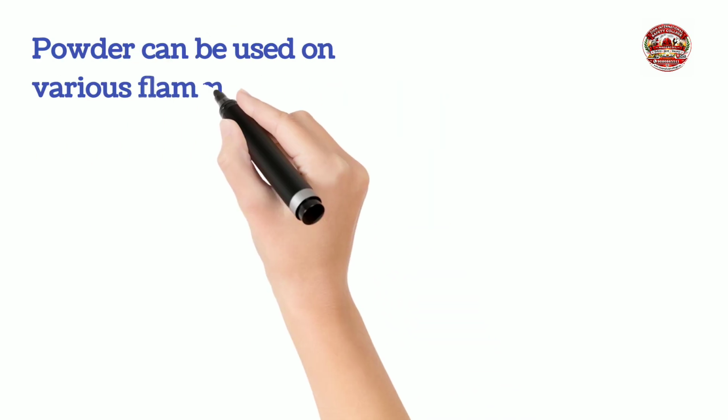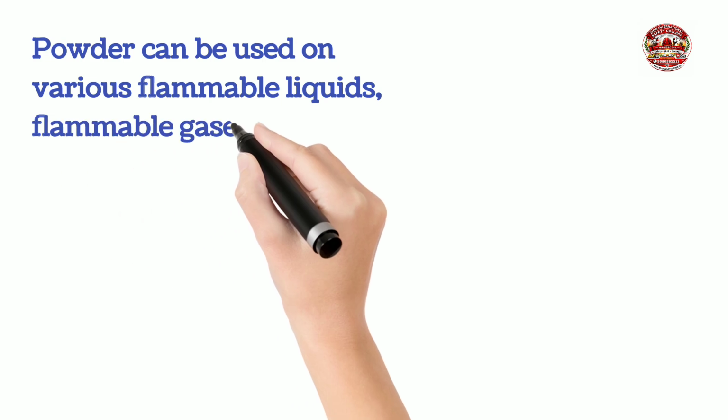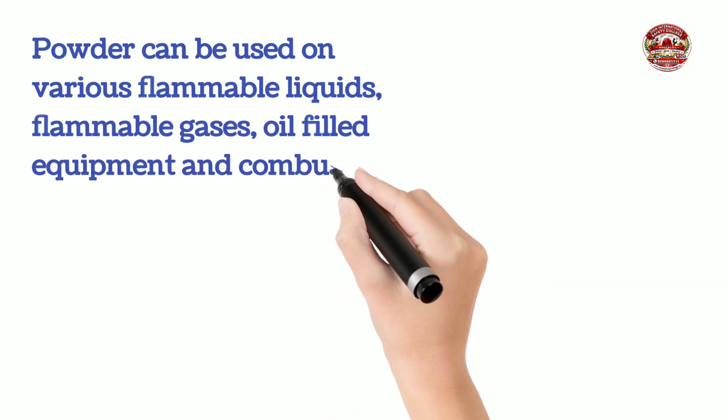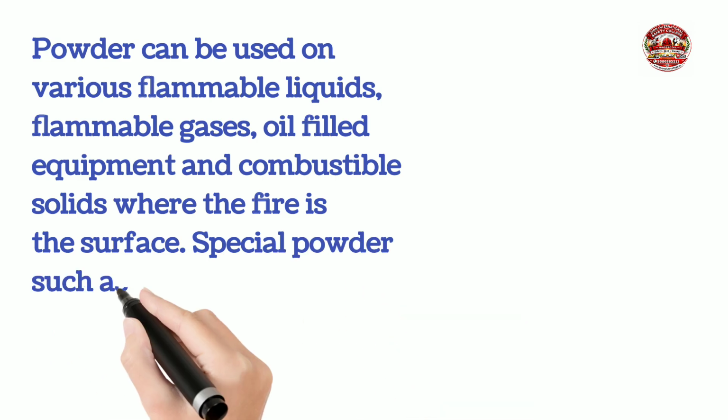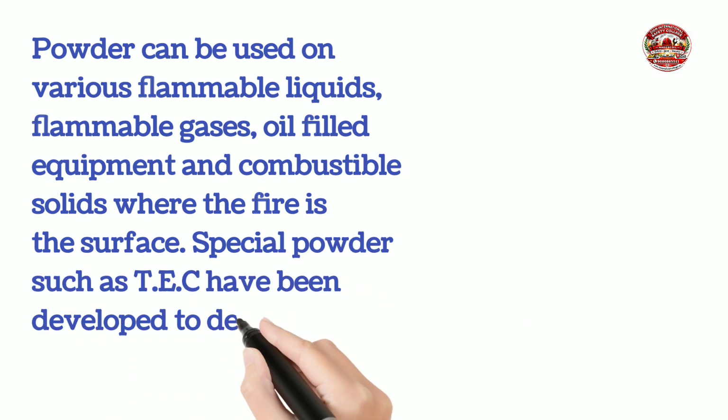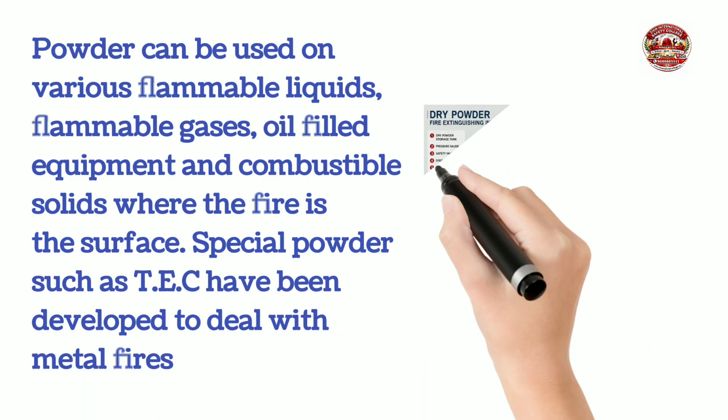Powder can be used on various flammable liquids, flammable gases, oil-filled equipment, and combustible solids where the fire is on the surface. Special powders, such as TEC, have been developed to deal with metal fires.